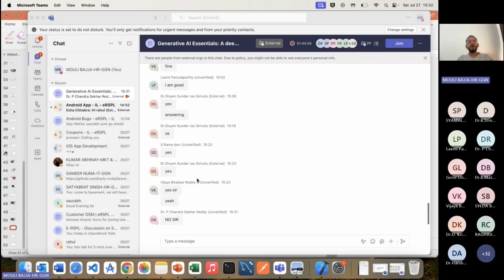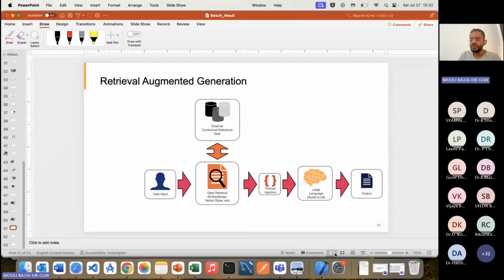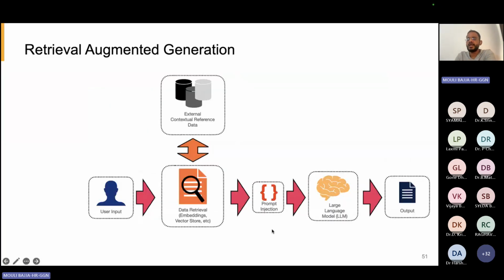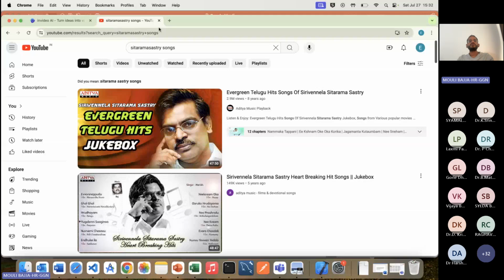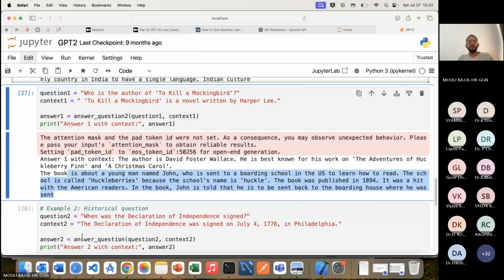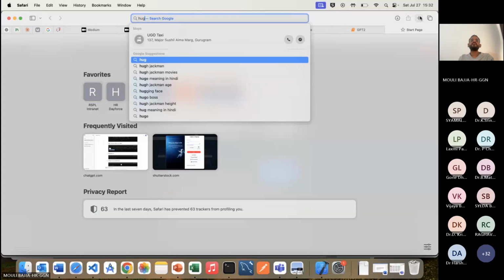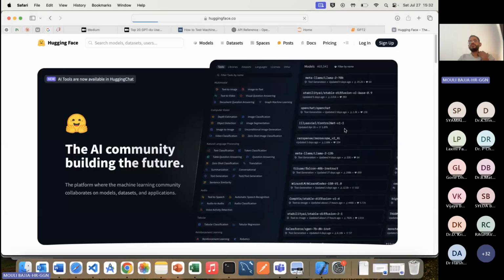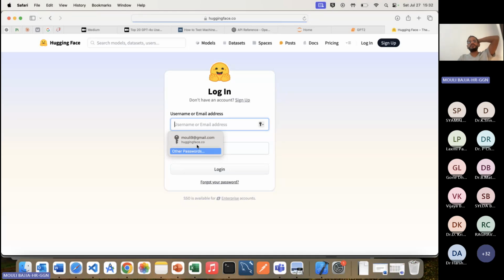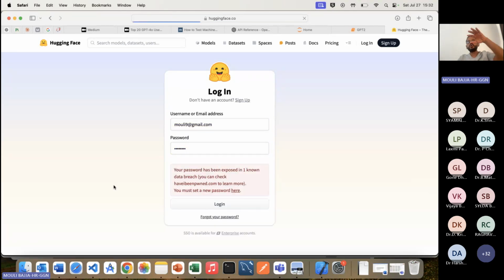Now, what happened with this entire set of large language models being made available in Hugging Face? Are you all familiar with Hugging Face? If not, Hugging Face is one place under the sky where you have so many language models.